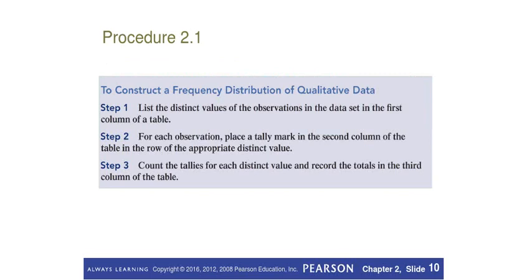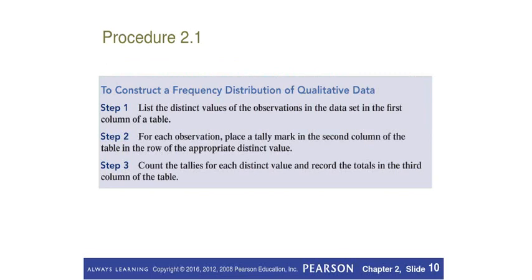Let's talk about another one in an example right here. And the way we're going to do it is this. If we wanted to count up our qualitative information, what we would do is list the distinct values of the observation in the data set in the first column of our table. So if we had hair color, for example, and we listed black, brown, blonde, red, bald, gray, and just used those as our 6 categories, that would be our first column of that table.